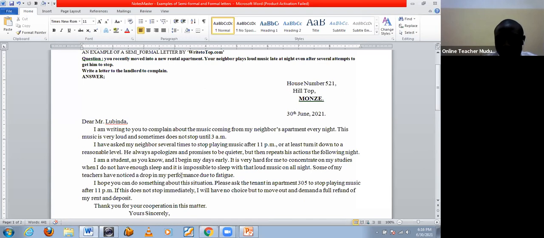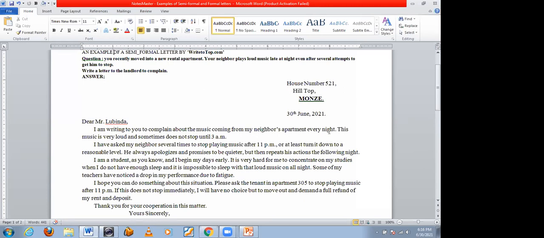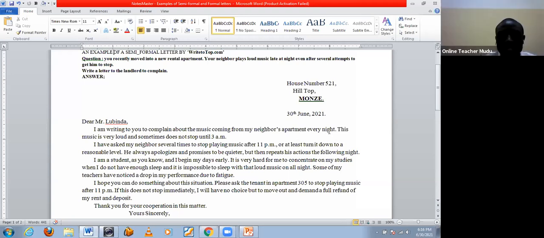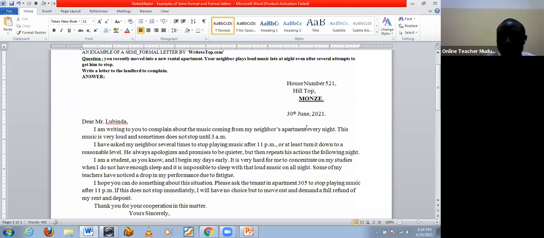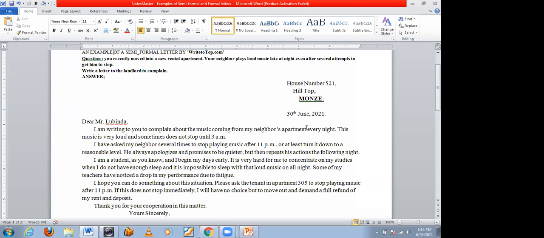Look at the language that we're using, and compare this language with the language that we saw last week. So, for example, in the opening paragraph where you state the purpose, we have, I'm writing to you to complain about the music coming from my neighbor's apartment every night. This music is very loud and sometimes does not stop until 3 a.m. Notice that this letter goes straight to the point. There are no greetings, there are no questions regarding somebody's health, or anything, you just go straight to the point.